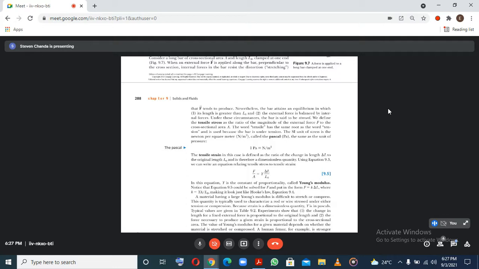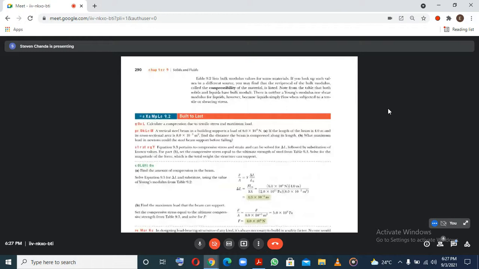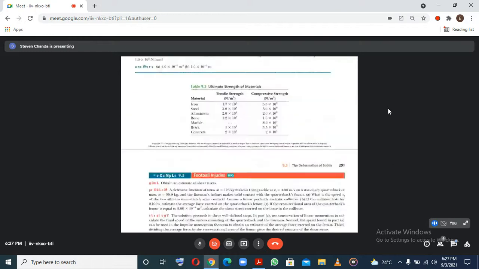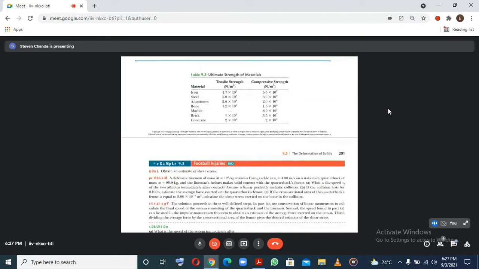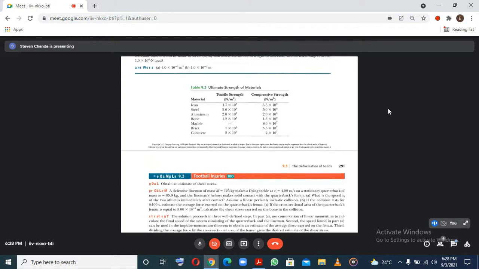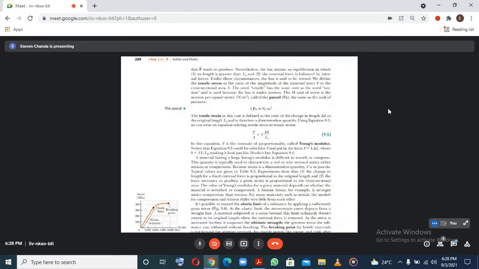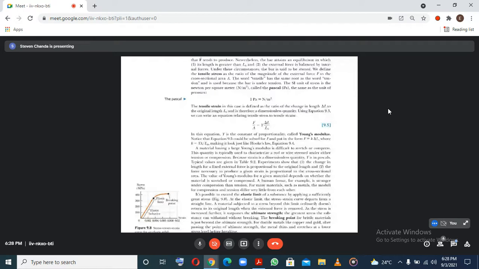And the reason why I'm stressing this is because we are going to look at certain values that tend to differ for compression and for tension. Like you see the ultimate strength of materials, there is the tensile strength and compressive strength. So you should be able to get that information from your question, or else you're going to use a wrong value, and even though everything that you may have been doing may be correct, you get the question wrong.